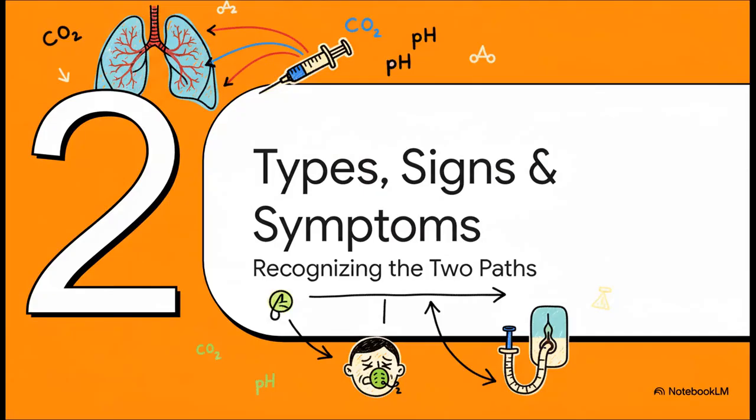So that brings us to the two different flavors of respiratory failure. Figuring out which path your patient is on, is this an oxygen problem or a ventilation problem, that is the absolute first step in management. It changes everything you're going to do.